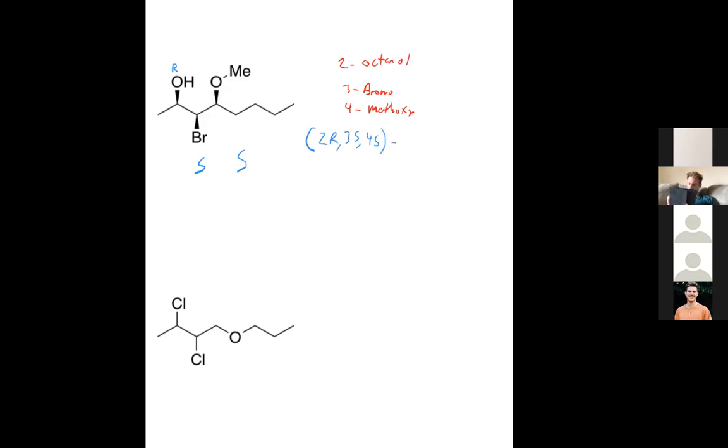Let's see, B comes before M, so 3-bromo. 4-methoxy. 2-octanol. You could also do this as octan-2-ol, either's fine.